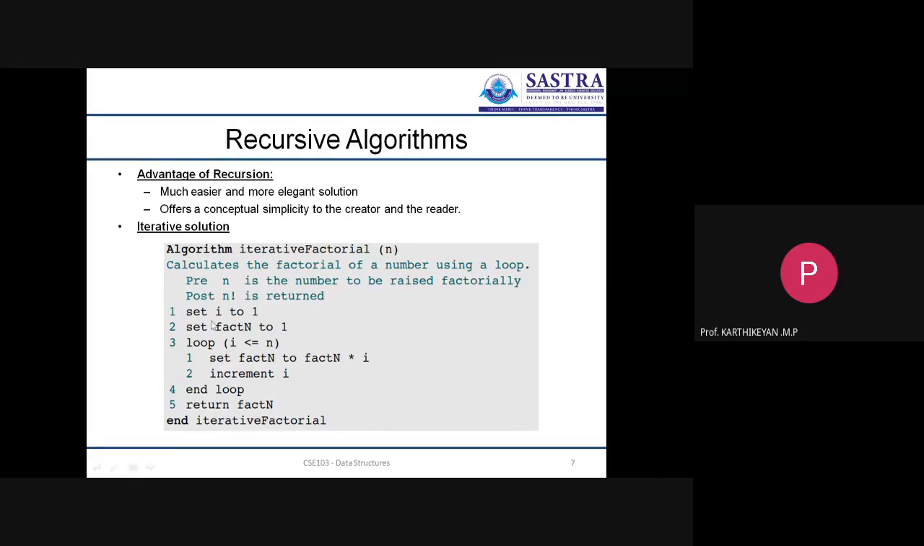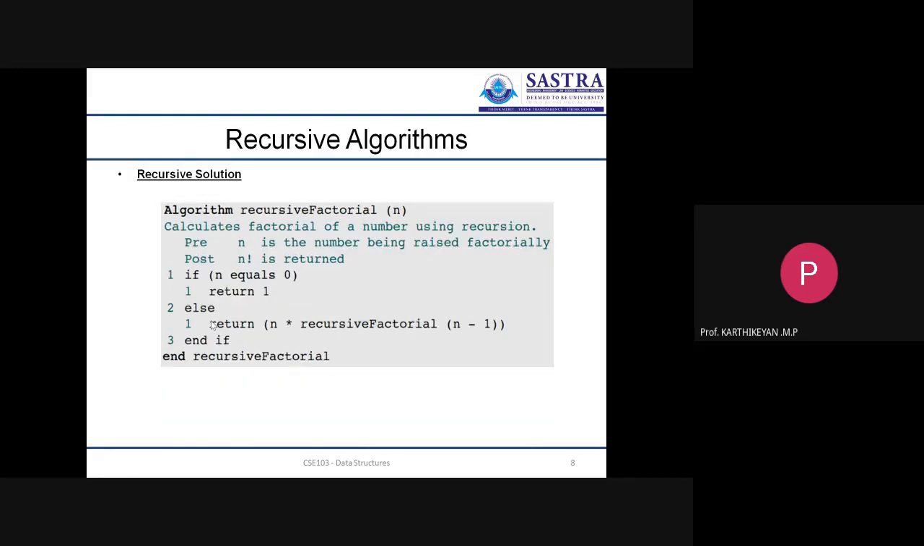Now let us see its equivalent recursive algorithm. This is the recursive algorithm. If n equals 0, return 1, else return n into the function call. We are again calling the function, recursive factorial of n minus 1, so n into factorial of n minus 1. That's it. If you look at these two algorithms, the second one, the recursive one, looks very simple.